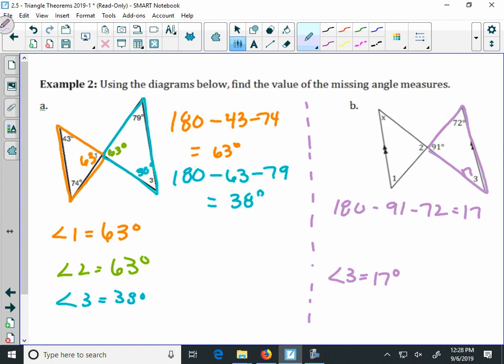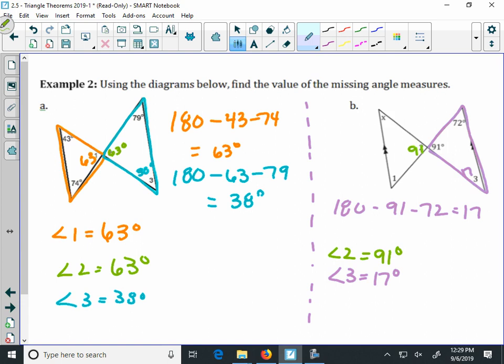2 would be 91. Yeah. 2 is 91 because they're what? What do we call those ones? Starts with a V. Vertical. Vertical, very good. 2 is 91 because it's vertical to the 91 degree angle. So they're the same.